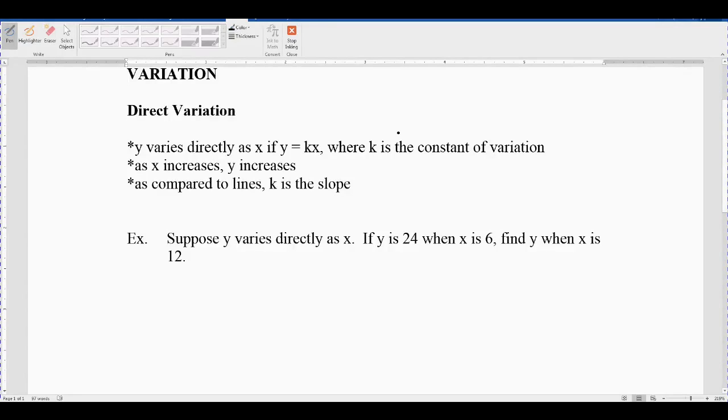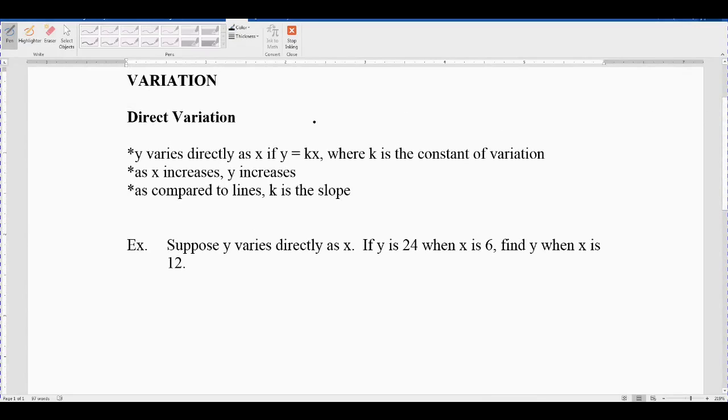Variation. There's two types of variation we're going to look at, direct and inverse variation. Here's what direct variation means, and it's based on the word varies. As one goes up, the other goes up. For example, the more hours you work, the more you get paid. And if it doesn't happen that way, then that's a problem.